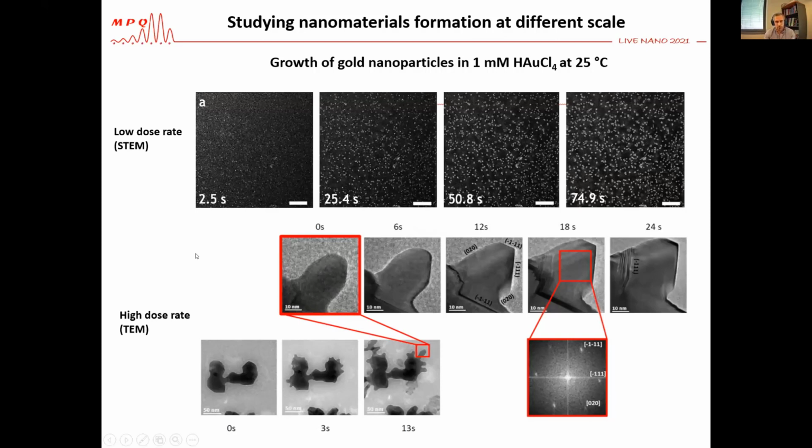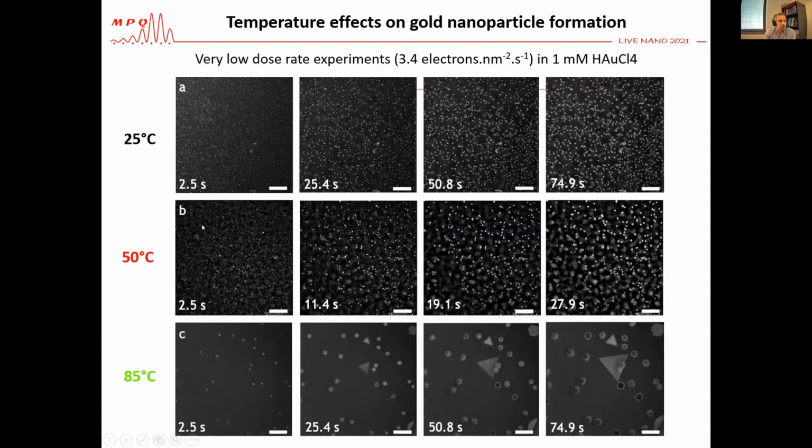So of course, if you want to study the effect of temperature, it's very important to compare experiments performed with the same electron dose rate. So that's what I show you here. Here you see 3 series of experiments performed in low dose condition at 25 degrees, 50 degrees, and 85 degrees. And when we saw this result with Abdelali Kelfa, who is the PhD student who collected and analyzed those data, we were very impressed by the drastic effect of temperature in this low temperature range.